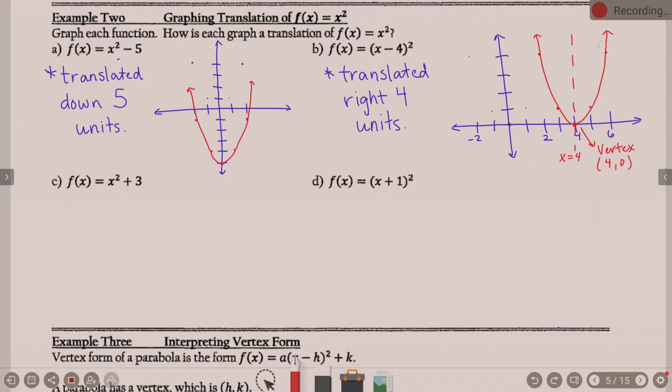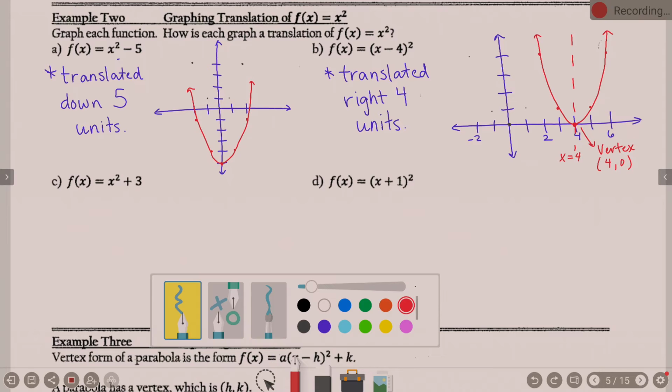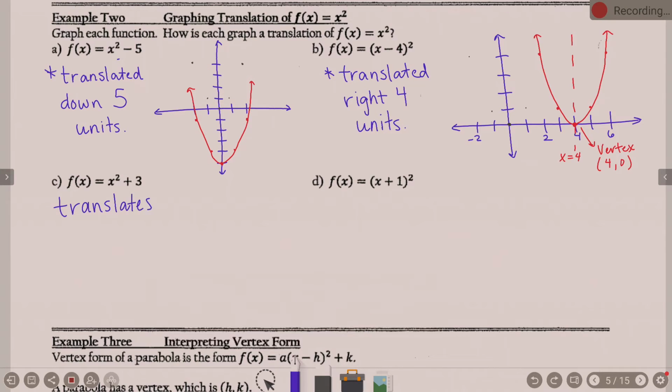C is f of x equals x squared plus 3. Translate up 3. So that plus 3 is at the end, which means it's up or down, direction of the sign. So we are going to translate up 3. If you have not memorized how these work, you're going to have to do that. Are you catching on to that? If you haven't kind of stuck in your brain, okay, how do I know left and right versus up and down? We're still using these.